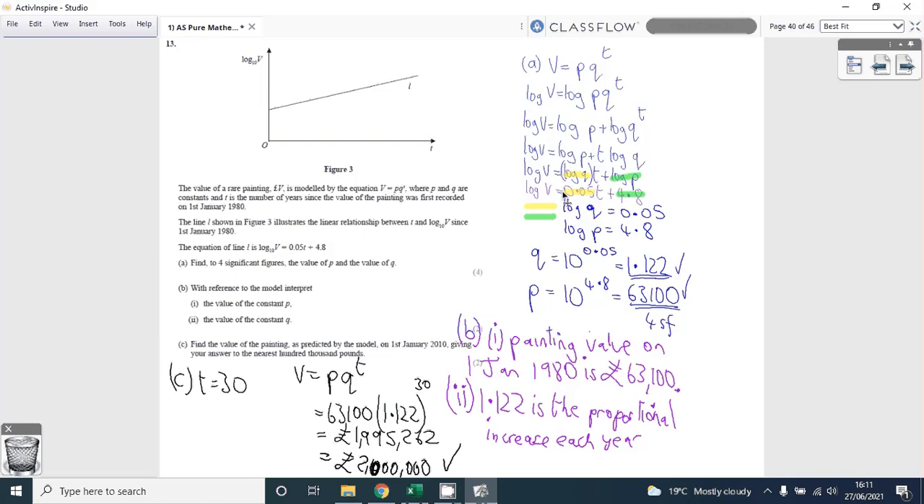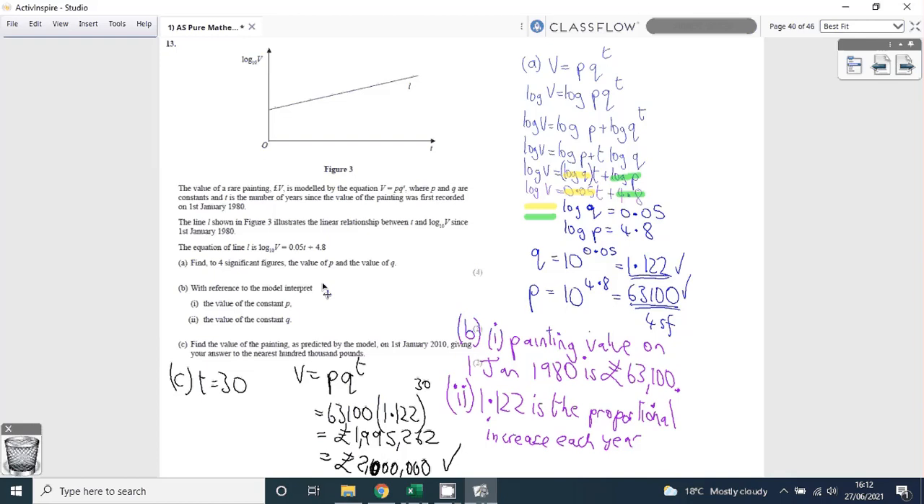So my m 0.05 from the question is my log q, so log q equals 0.05, and my c, my log p, is 4.8 from the question, so log p equals 4.8. So therefore q equals 10 to the power of 0.05, which is 1.122, and p equals 10 to the power of 4.8, which is 63100. Both of these are to 4 sig figs.